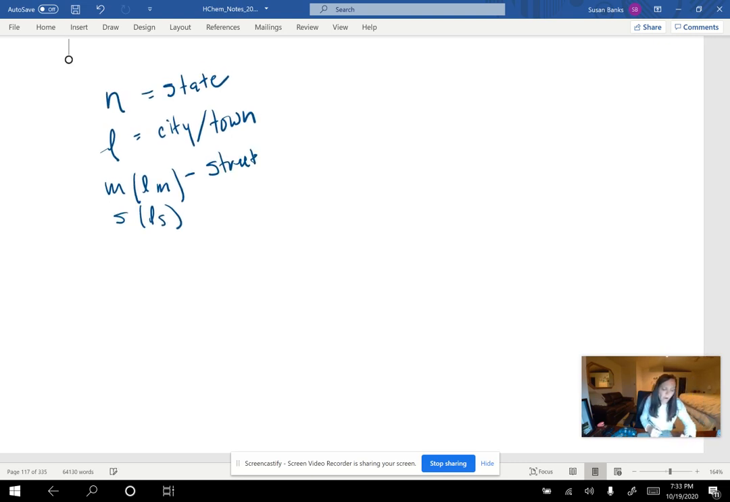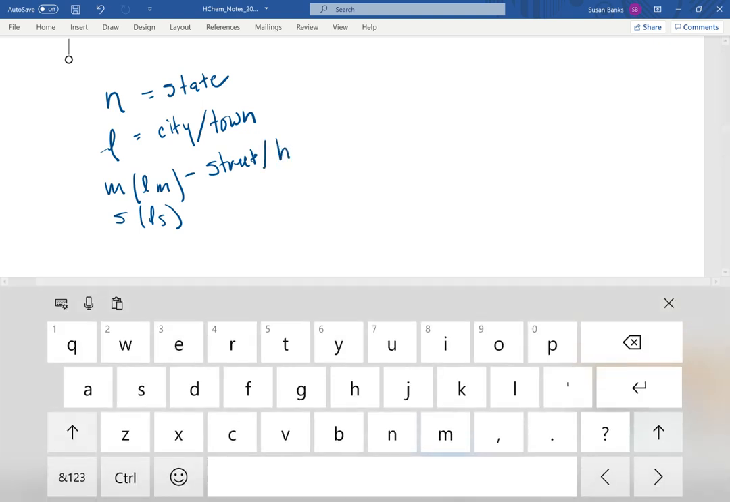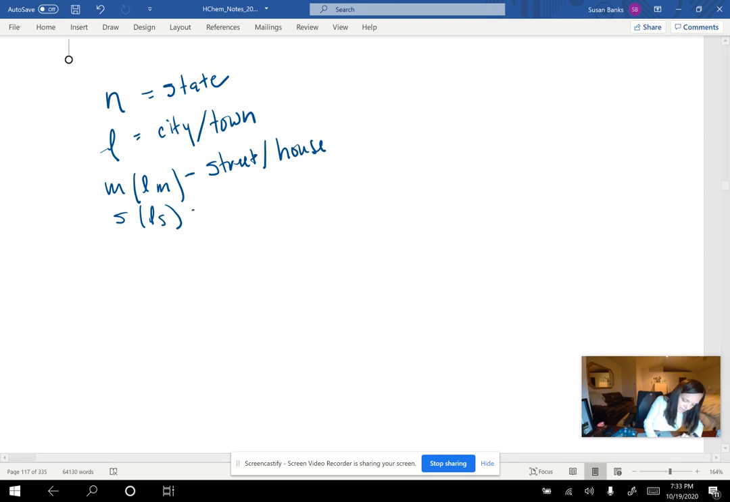Or I could also say the actual house. We could even get it down to the actual house. And then the S is going to be the person. The person that letter goes to. It's going to be the individual person.